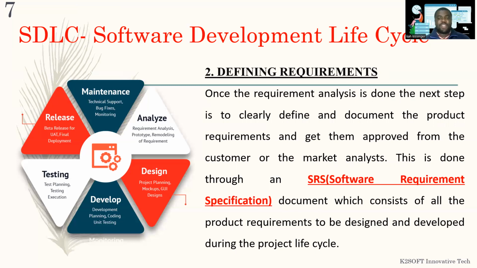Now, when you have set up your quality assurance attribute, now at the level of the design phase, what are you doing? The design phase takes its input as a deliverable from the analysis phase. Now, you will need to set up a document that will consist of all the product requirements to be designed and developed during the project lifecycle. And this is what we refer to as SRS, Software Requirement Specification.